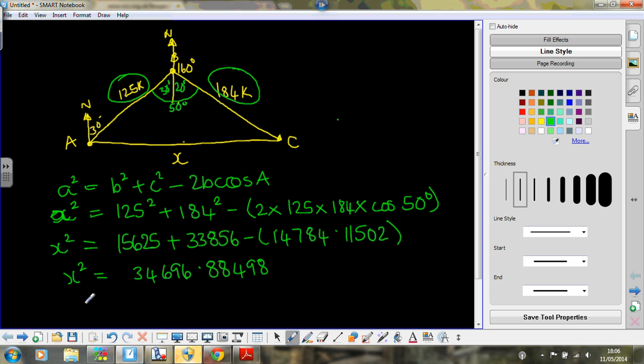And to find the final part, because I've got x squared here, I need to square root everything. So that's going to give me 186.27 rounded kilometres. Or if I want to put it to 3 significant figures, I could just write 186 kilometres, 3 significant figures. Because in the question, the numbers were given to 3 significant figures in the first place, so I could do that.